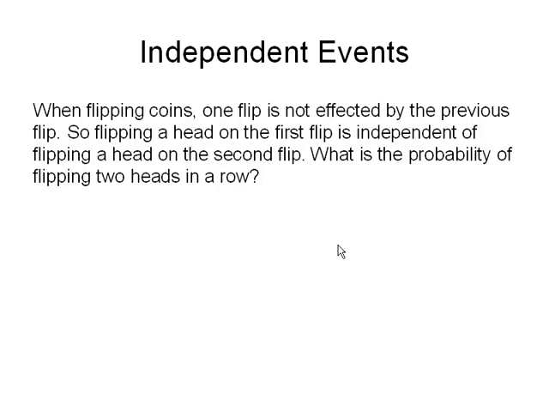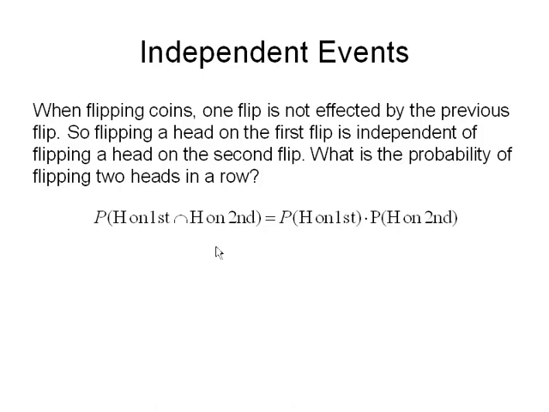Now a really good example of this is flipping coins. When flipping coins, one flip is not affected by the previous flip. So flipping a head on the first flip is independent of flipping a head on the second flip. So what would be the probability of flipping two heads in a row? We're asking for the probability of heads on first and heads on the second. And because these are independent events, that's just going to be the probability of heads on first times heads on second. So 1/2 times 1/2, which is simply 1/4. Makes things really easy to do.